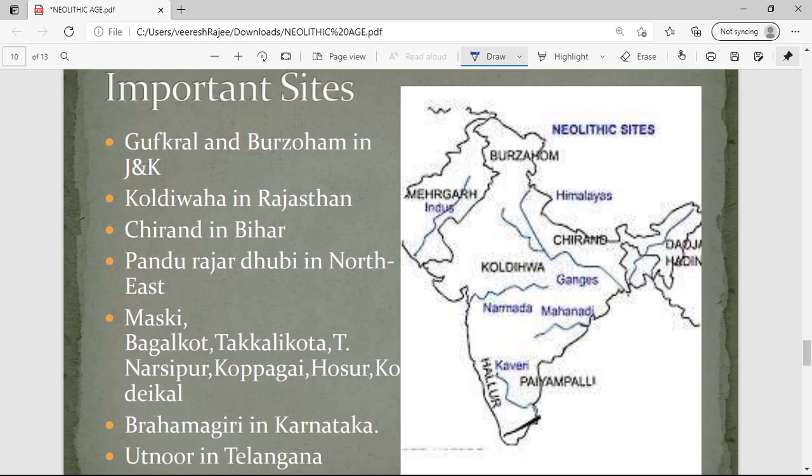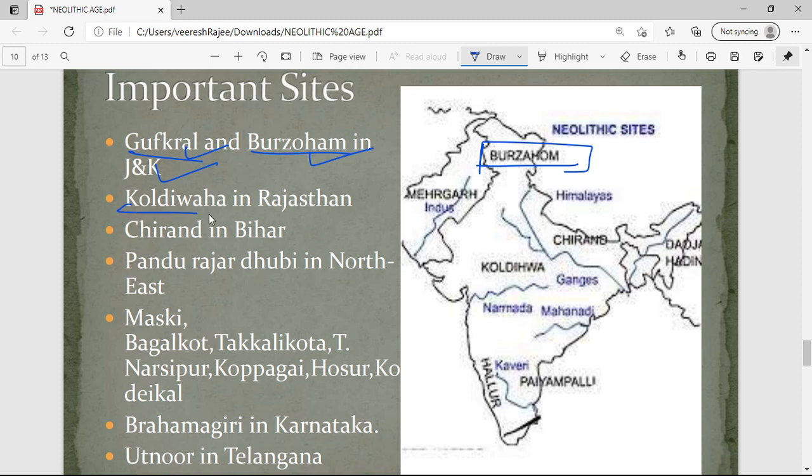Then we have to study the important sites of the Neolithic Age. You have to remember at least these sites which are mentioned in this particular slide. So what are these sites? The first important sites are Gufkral and Burzahom. Both Gufkral and Burzahom are in Jammu and Kashmir.